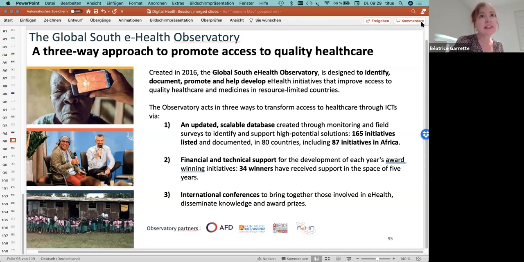And each year, we also select what we think are the most promising initiatives, the scalable initiatives, and we award them. We have a global allocation of 100,000 euros each year. And so far we've had 34 winners. We've been following up and helping technically and financially. And each year we organize an international conference. It's also online, in order to bring together all these people involved in e-health and disseminate knowledge, and also give more light to these local innovators, people in the countries who will be able to bring these new services. Next slide, please.